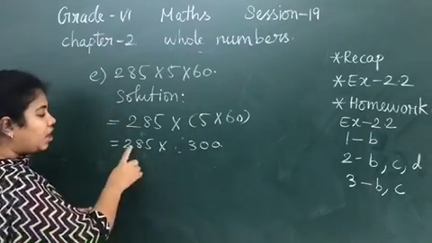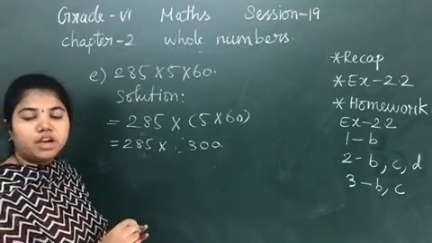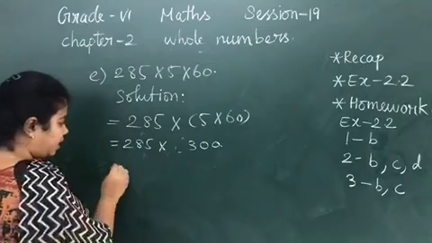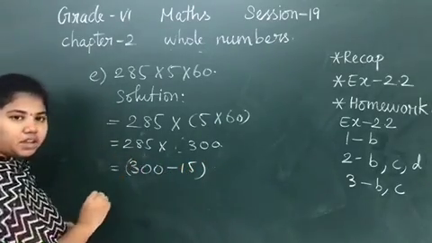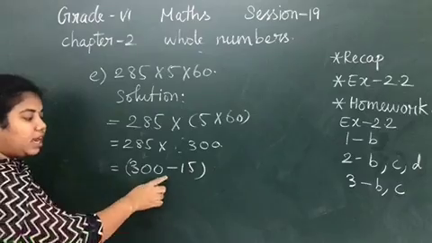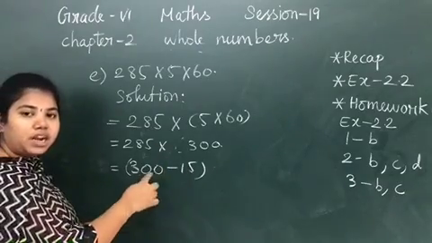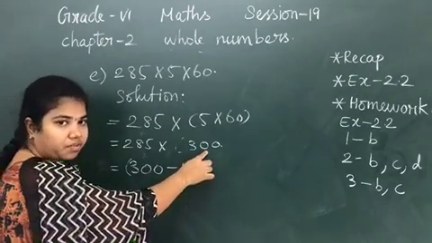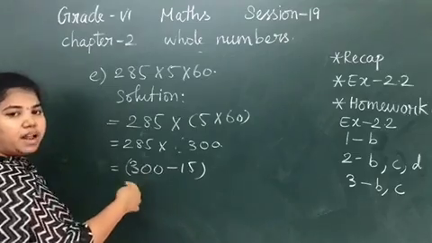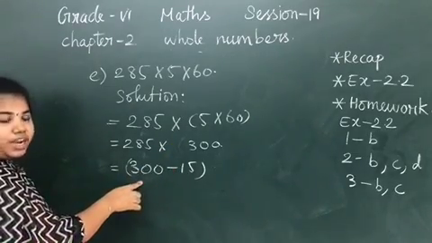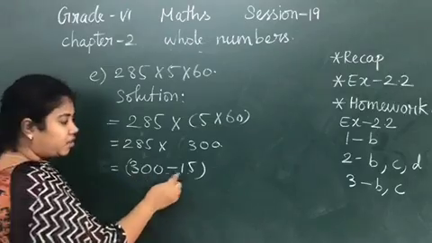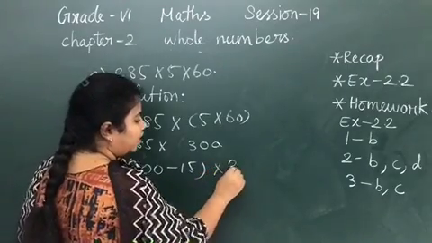Can you understand? Now what is 285? 285 can be written as 300 minus 15. Am I right? What is 285? 300 minus 15. Why do I have to write 300 minus 15? Because I have 300 here, so that I can multiply easily. That is why we are going to write 285 as 300 minus 15, into 300.